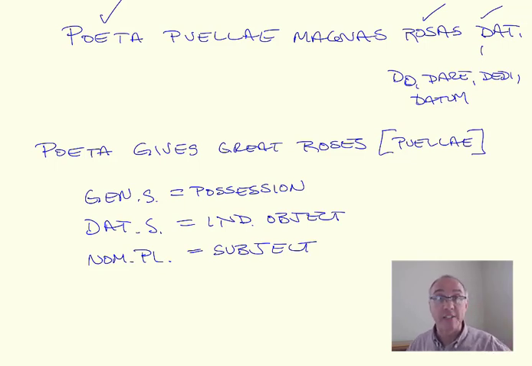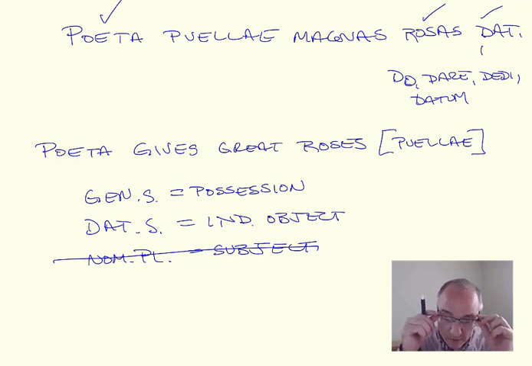Okay, we've already identified the subject of the sentence, and we've confirmed that being singular it agrees with the verb. It's a singular verb, it cannot have a plural subject. This one's out. So now we're left with either genitive or dative. Genitive is possession. The poet gives great roses of the girl. Not sure that makes a lot of sense. It could make sense if there were more words, but there aren't. Dative singular, indirect object. The poet gives great roses to the girl. Well, let's admit, that makes perfect sense.